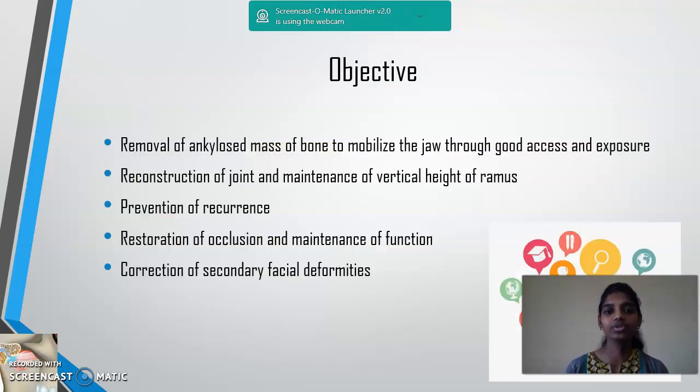Now let us see the objective. The main objective includes removing the ankylosed mass and mobilizing the jaw with reconstruction of the jaw and maintaining the vertical height of the ramus, and also preventing its recurrence, with restoration of the occlusion, maintenance of the function and correction of secondary facial deformity.